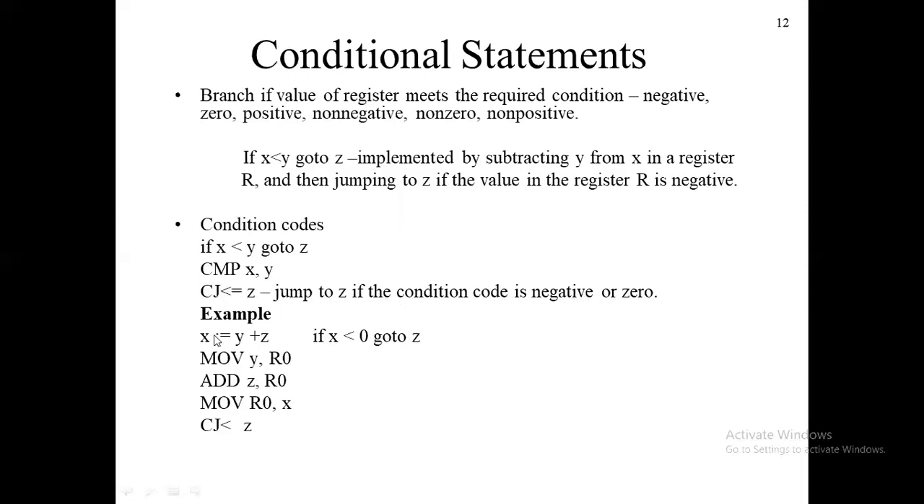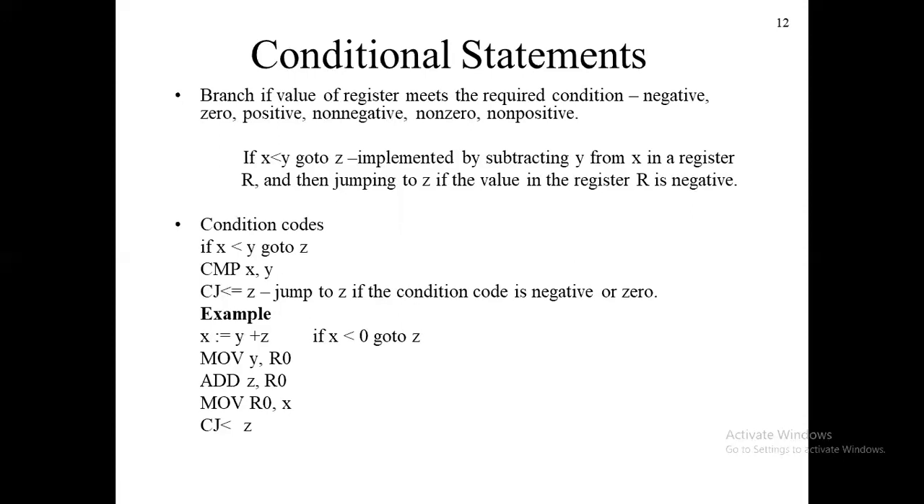Next, we have another example with condition codes. Your statements are X is equal to Y plus Z, and if X is less than 0, then go to Z. You have to convert these two statements to target code. First, converting X is equal to Y plus Z: move Y into R0, add Z to R0, so the result will be stored in R0, then move R0 into the variable X.